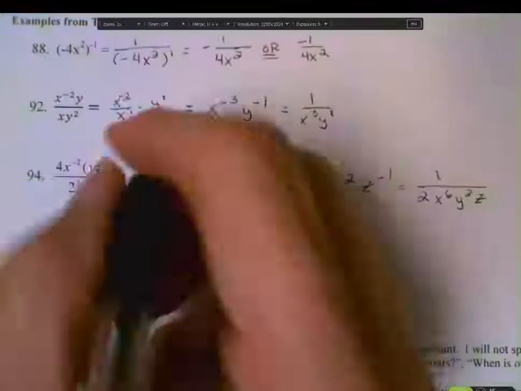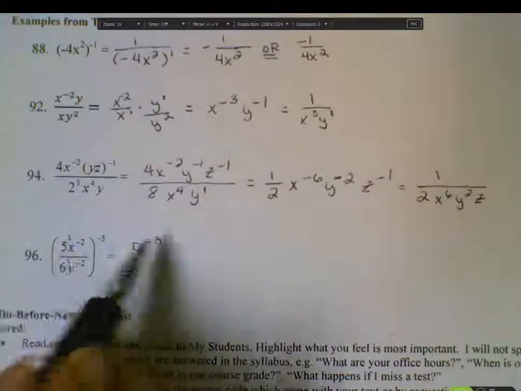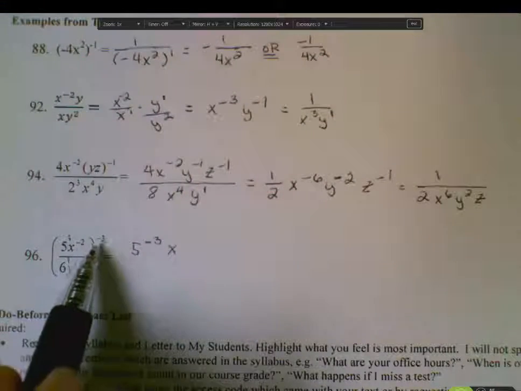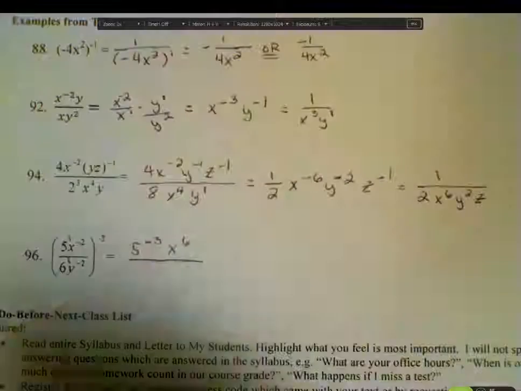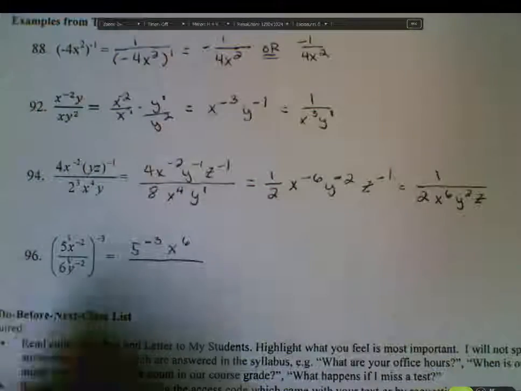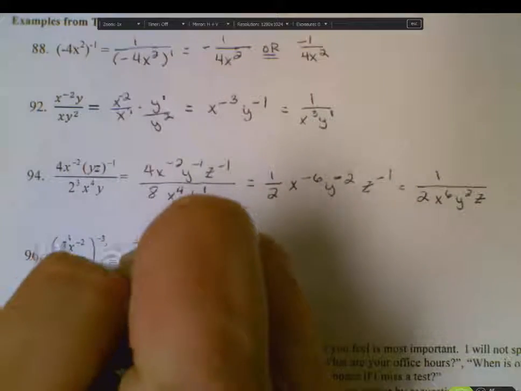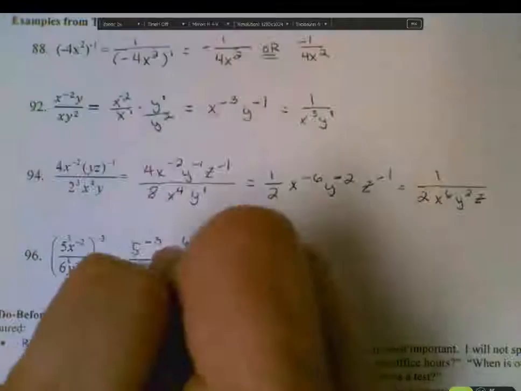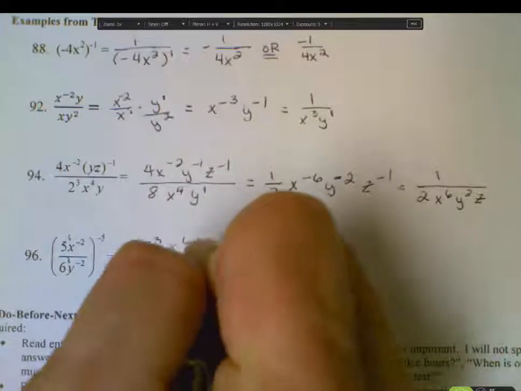So that numerator becomes 5 to the negative 3 times 1 is negative 3. X to the negative 3 times negative 2 is positive 6. In the denominator, 6 to the 1 times negative 3 is negative 3. And y to the negative 2 times negative 3 is positive 6.